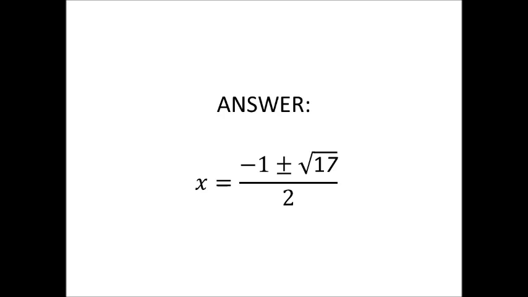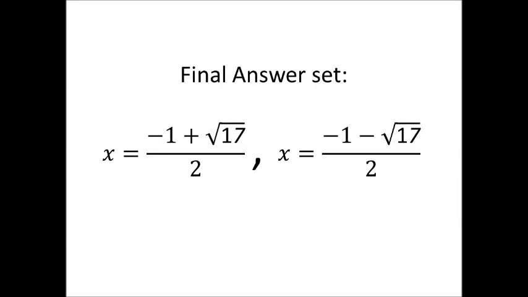Now remember that plus or minus represents two possible answers, which I'm going to show you in the next slide, which will be stated like this: x equals negative 1 plus square root of 17 over 2, or x equals negative 1 minus square root of 17 over 2.